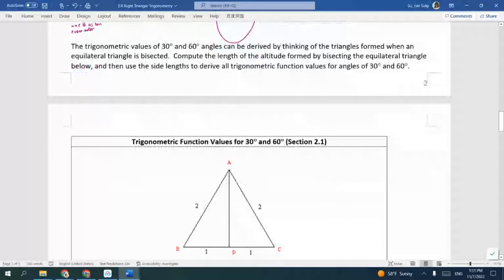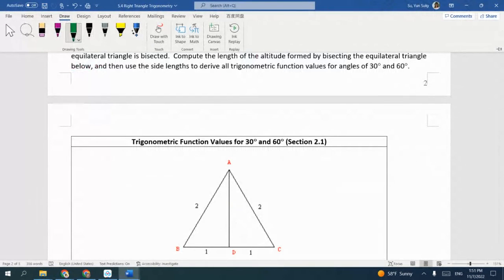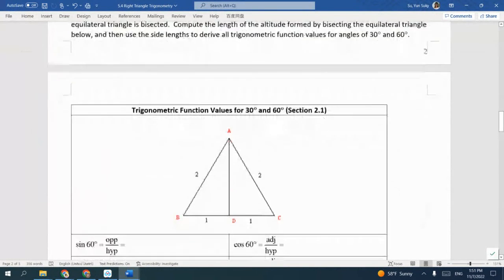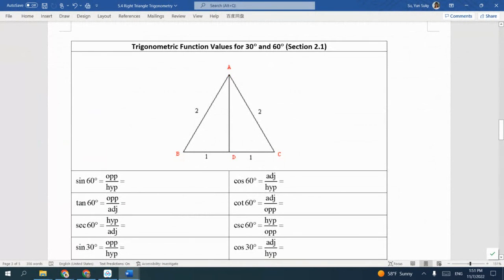Okay, let's keep going. How about the 30 degree and 60 degree? They form a triangle like this. Okay, so you see, this is 60 degrees, and this is 30 degrees. But do you see this angle BAC? This angle is 60 degrees. Yeah? And this angle is also 60 degrees. Right? So let's say all the sides have length 2.